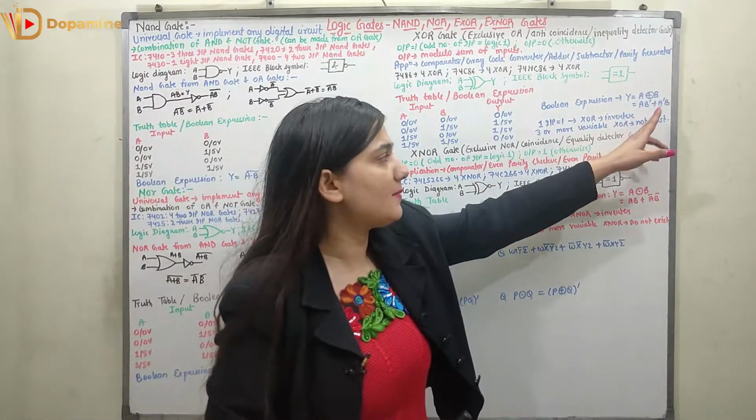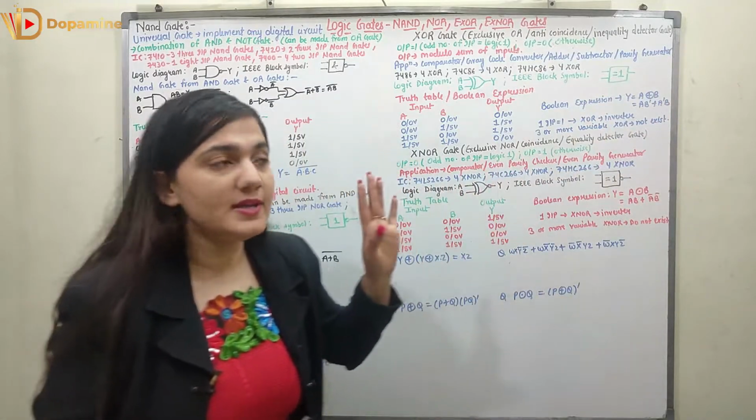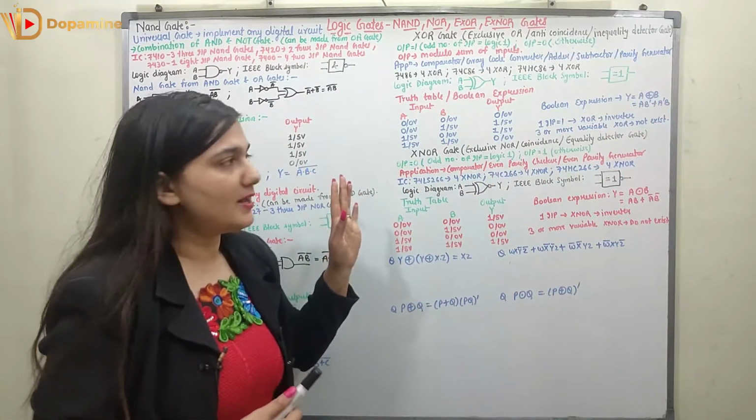The Boolean expression can be represented as Y is equal to A XOR B, right, which is represented as AB bar plus A bar B. This is how I can represent A XOR B, AB bar plus A bar B, right.